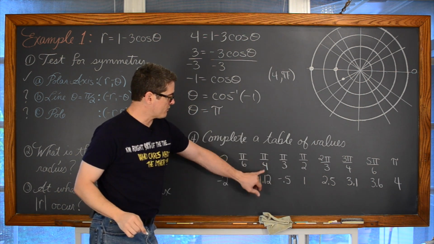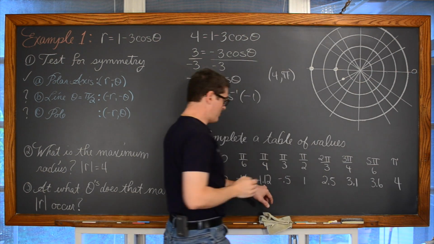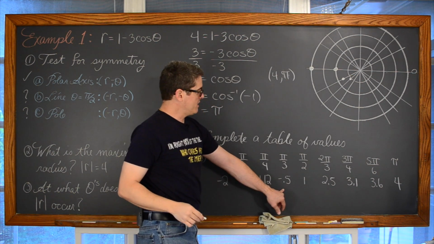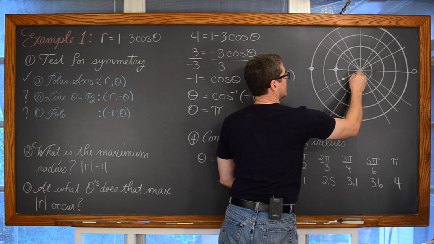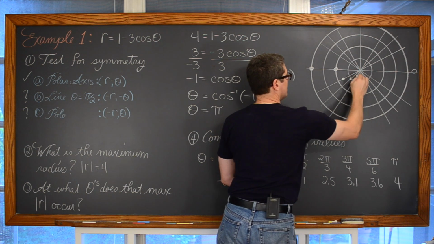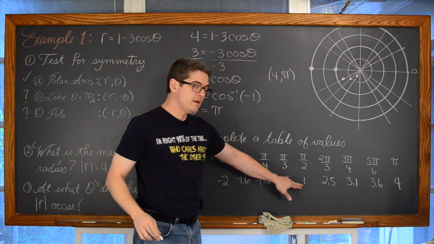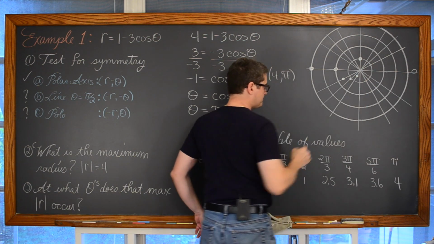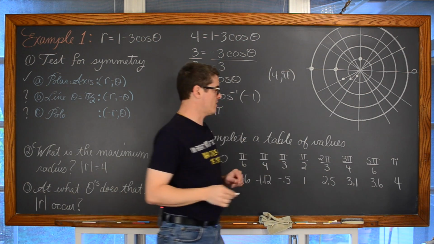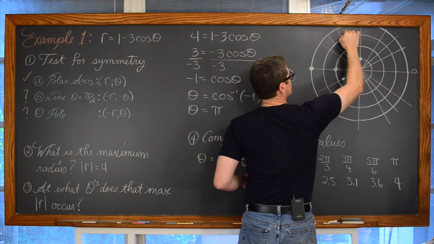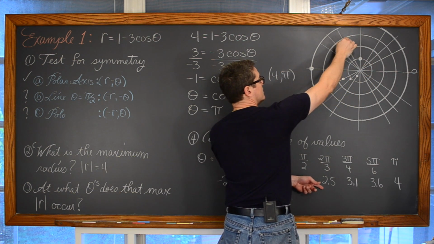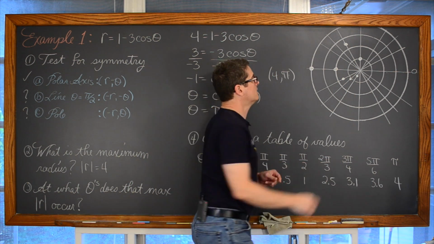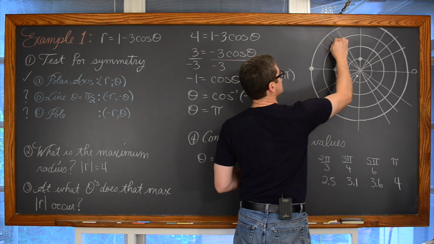Then at pi over 4, our pointer is looking at pi over 4, we go back 1.1 units, so obviously that's going to be a little bit more than -1. Pi over 3, that's -1/2. I almost hit the wrong line there. At pi over 2, we have a radius of 1, so we step out a length of 1. At 2 pi over 3, we have a positive radius of 2.5, so we go out 2.5 units. At 3 pi over 4, we go out to just past 3. So 1, 2, 3, just past that.